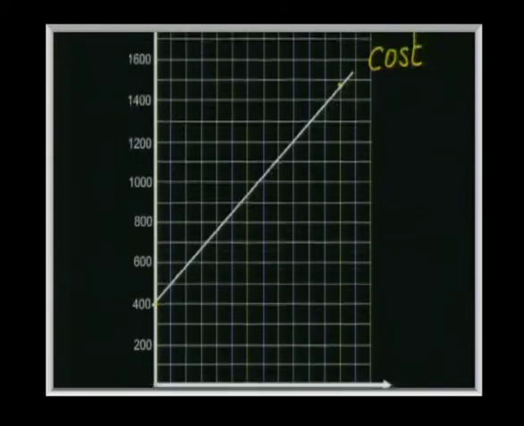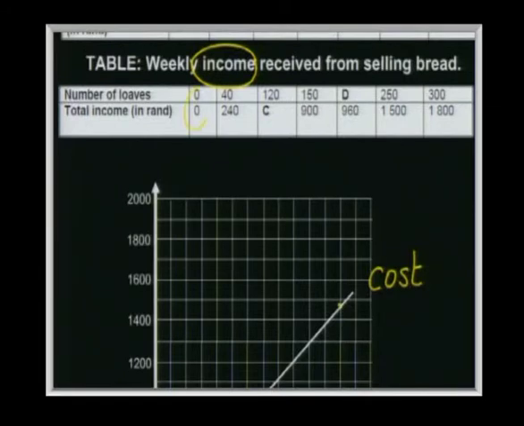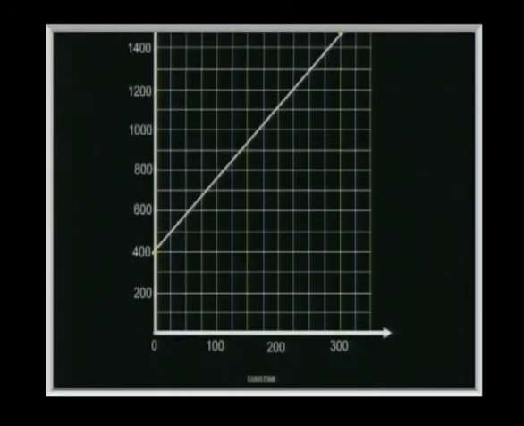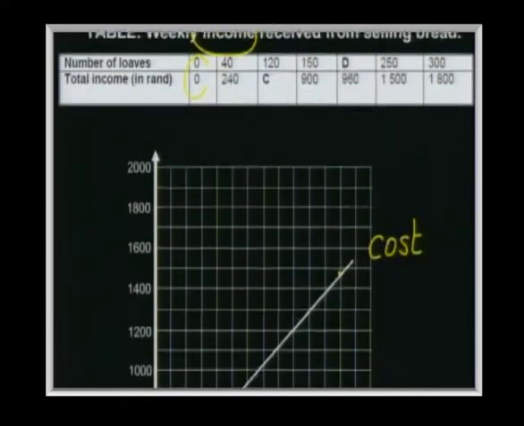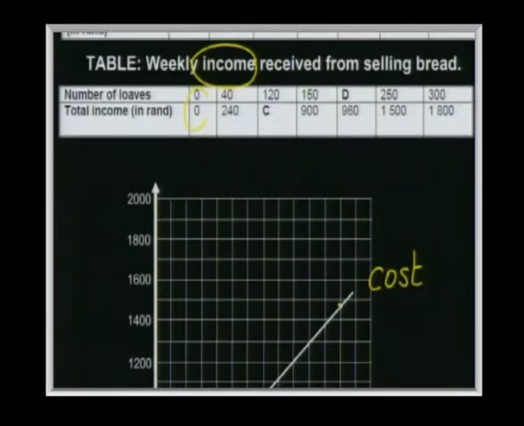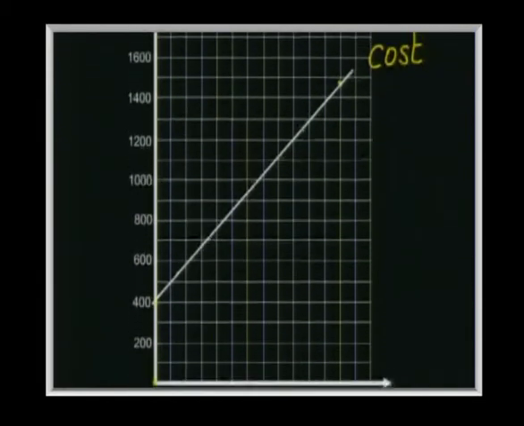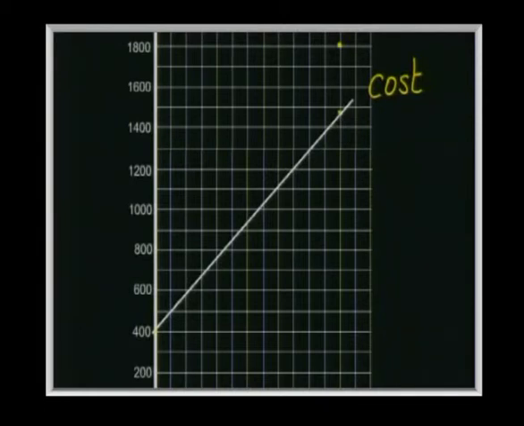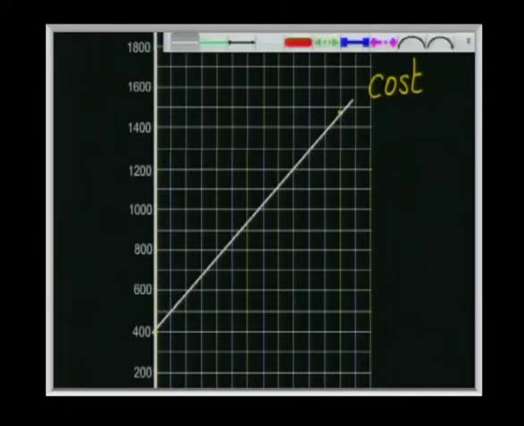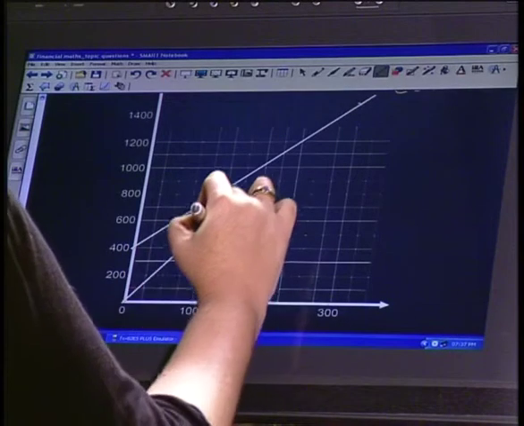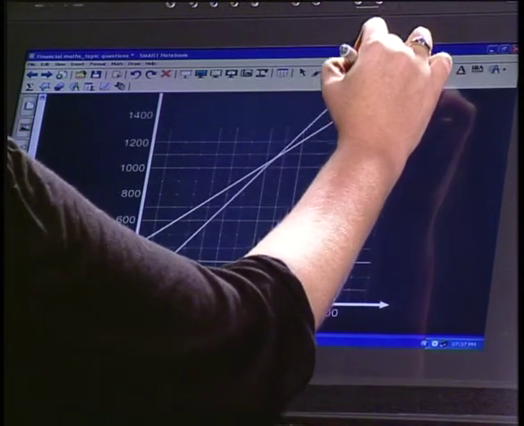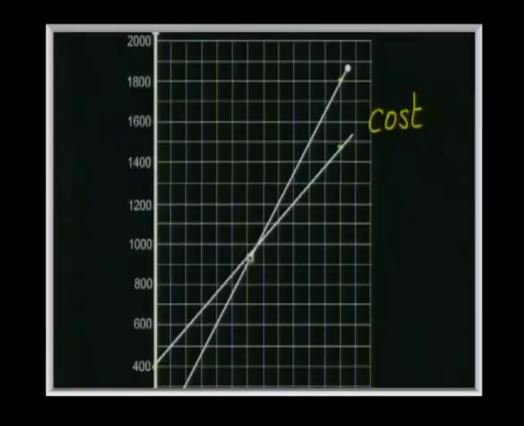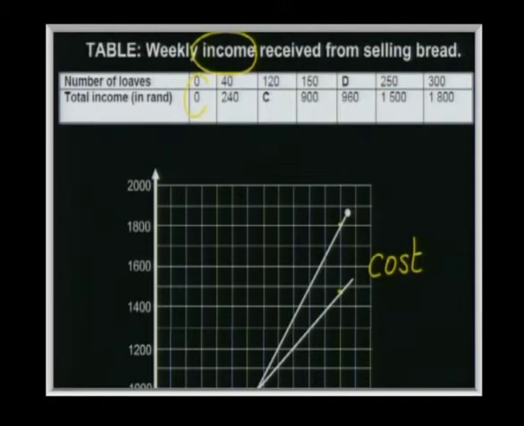And now let's go on to the second one. It starts at 0, 0, so that's our point in the corner here. And it goes all the way to 300 and 1,800. So that's the other point. I can get away with cheating slightly because I know these are straight line graphs. So if I've got 2 points, they should join together. And we need to label that our income.